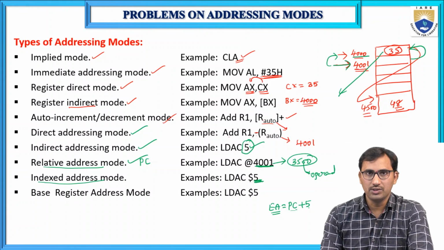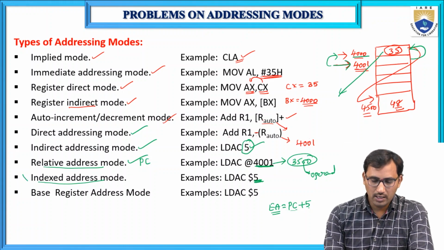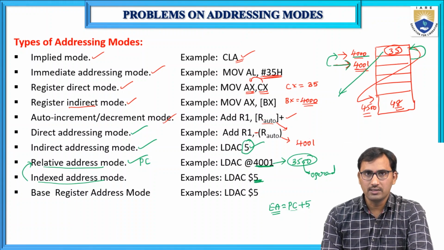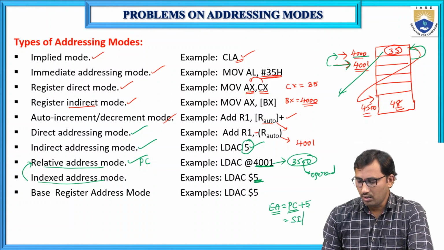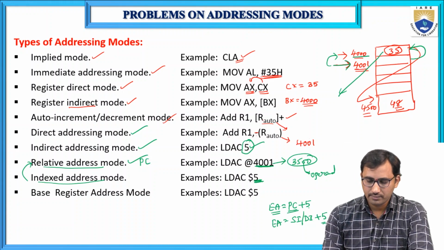Next, index addressing mode. It is similar to the relative addressing mode, except for the registers used. In relative addressing mode, we are using the program counter, but in the indexed addressing mode, we are using an index register. That means SI, source index, or DI, destination index, plus the address specified in the address part of the instruction, so that you will get the effective address.